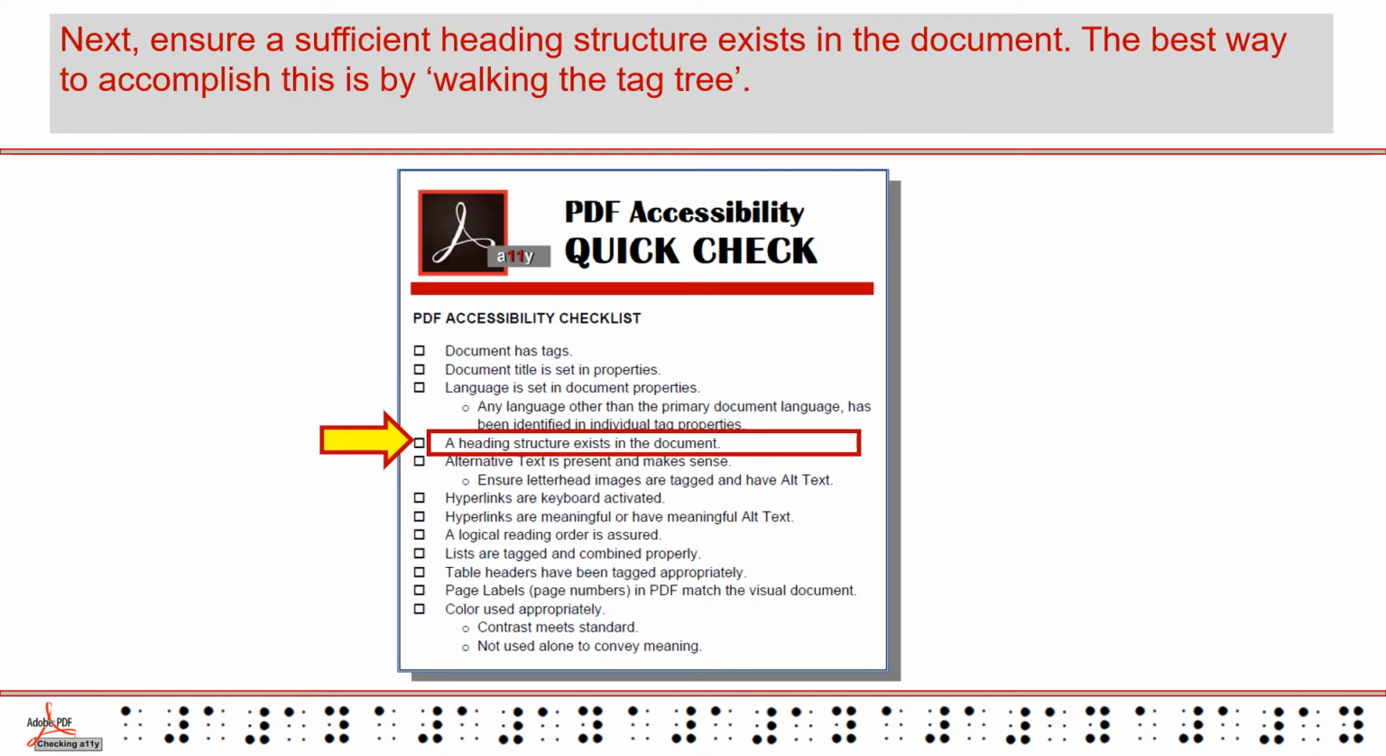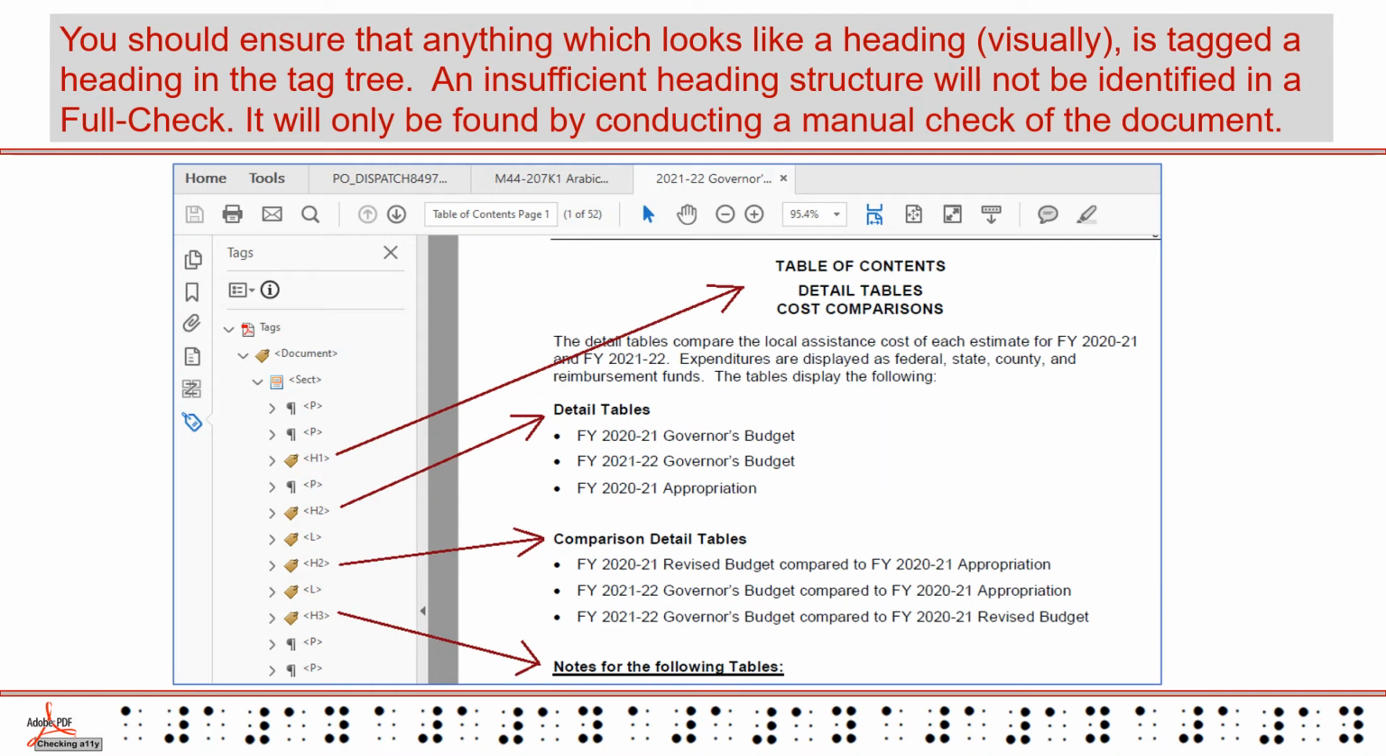Next, ensure a sufficient heading structure exists in the document. The best way to accomplish this is by walking the tag tree. You should ensure that anything which looks like a heading visually is tagged a heading in the tag tree. An insufficient heading structure will not be identified in a full check. It will only be found by conducting a manual check of the document.